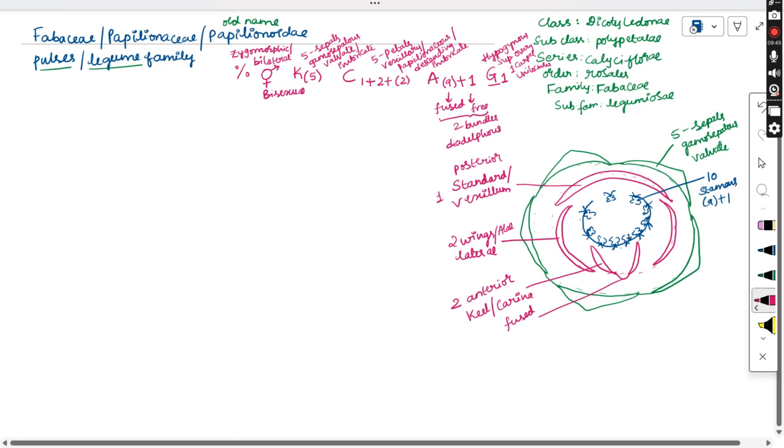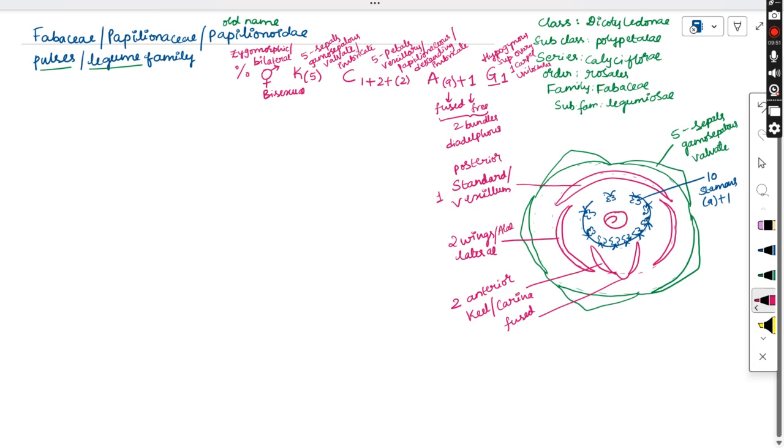So coming to the inner whorl, that is the gynoecium. This innermost whorl will be having many ovules, and you can see the arrangement of ovules on the margin. So the gynoecium which we can see in this case is hypogynous, superior type of ovary, monocarpellary, unilocular ovary, but many ovules are present. So it is unilocular with many ovules. And the type of placentation we can see here is marginal placentation.